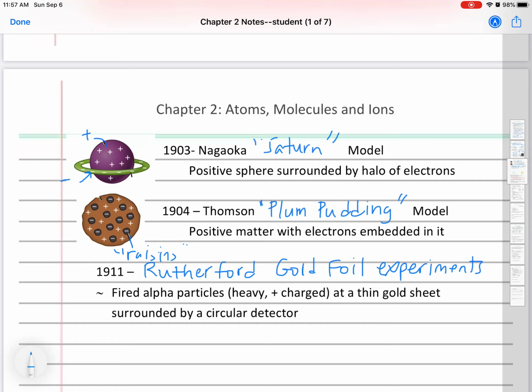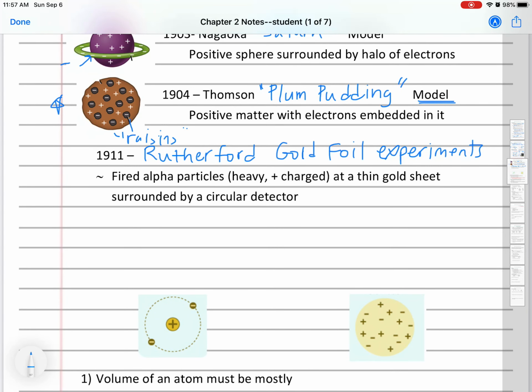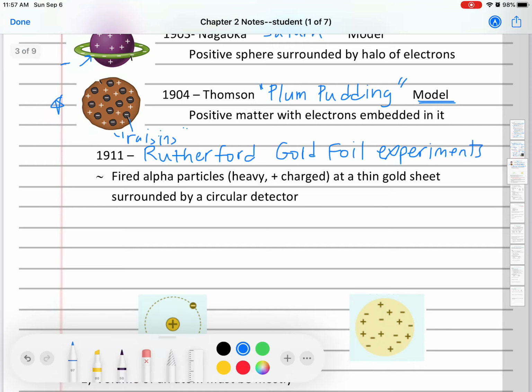All right, now I should preface this with Thomson's model was the one that was reigning at the time. A model, by the way, is a term that's used in science when you have an idea about something and you propose it based on not a lot of evidence, but that would fit the bill. And then you'd have to test that model to see if it was actually true.